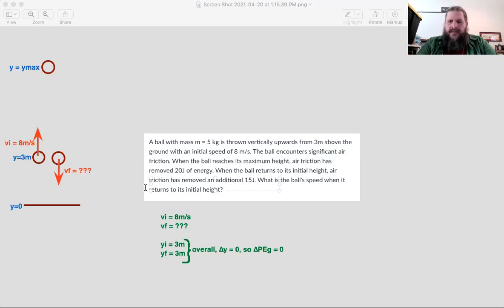Well, it's really more that we can choose anywhere we want as initial and anywhere we want as final. But ideally, you want to choose an initial state and a final state such that one of those is something you know everything about, and the other one is something you know everything except one unknown. So if we choose 3 meters on the way up as our initial, we know the initial height and we know the initial velocity. If we choose the same location on the way down as final, then we know the height and we don't know the velocity.